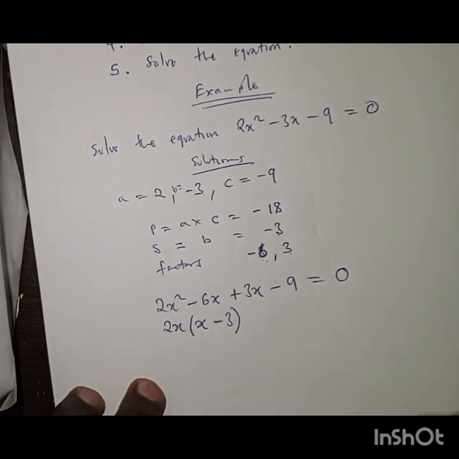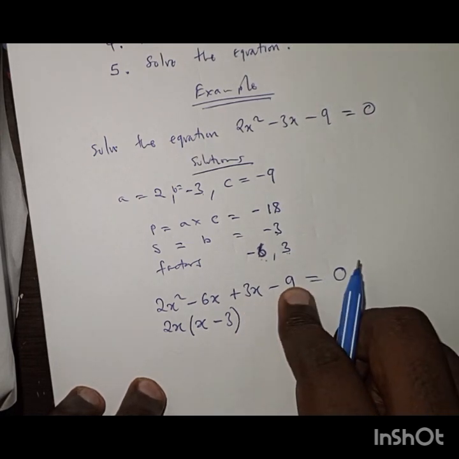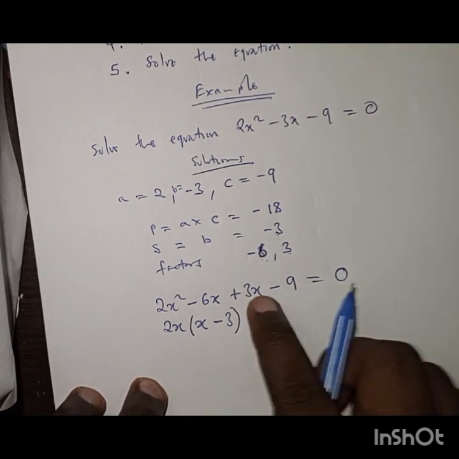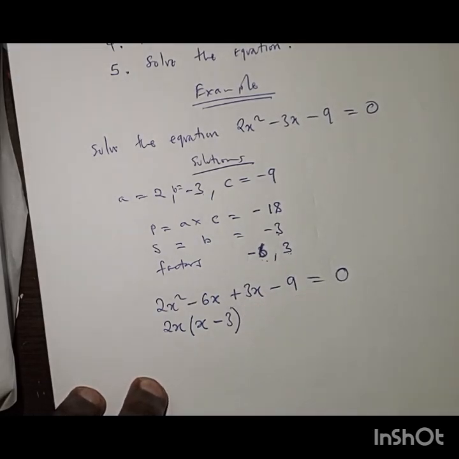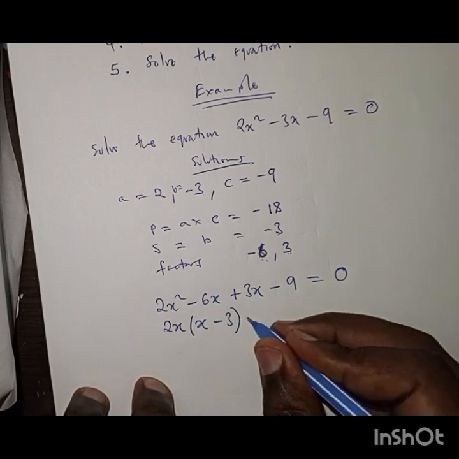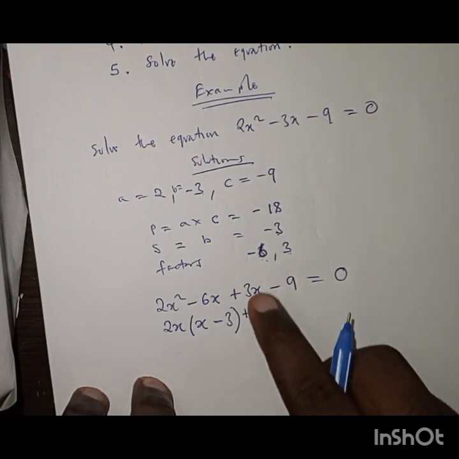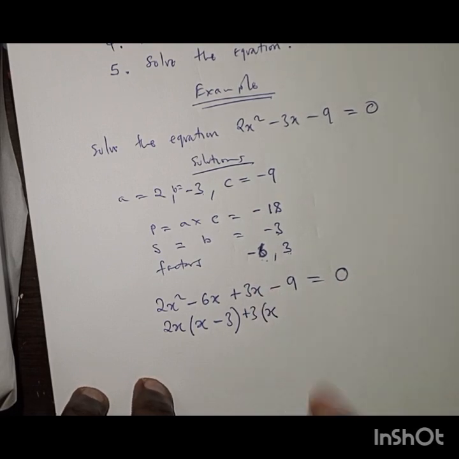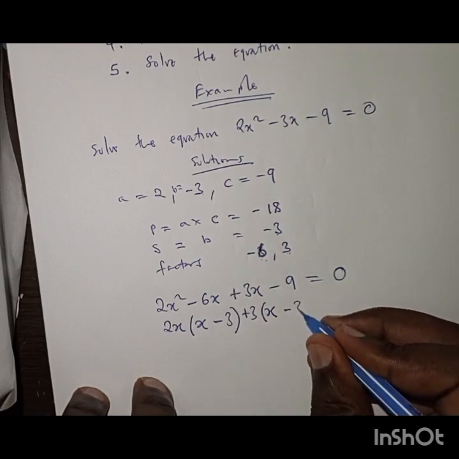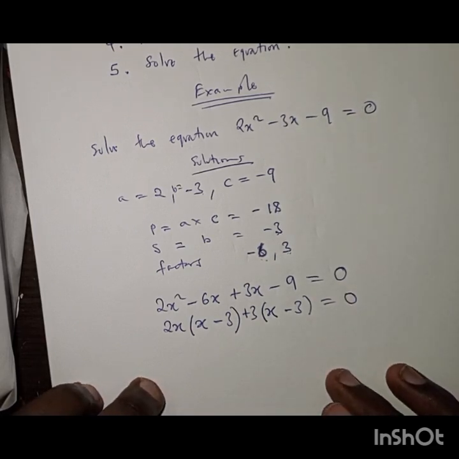We come to this one. So here we have 3x and 9. What is the highest common factor of 3x and minus 9? Yes, 3 is common. In this case, it's positive 3. So plus 3. So 3x divided by 3, you get x. Minus 9 divided by 3, you get minus 3. And there we have equal to 0.